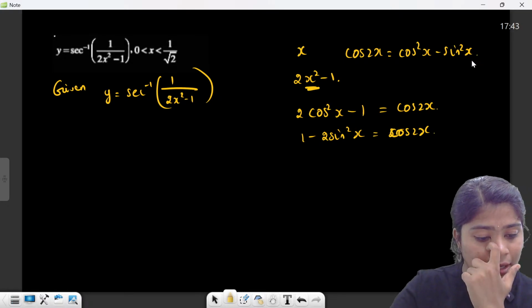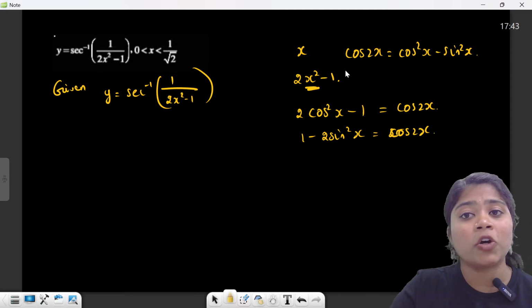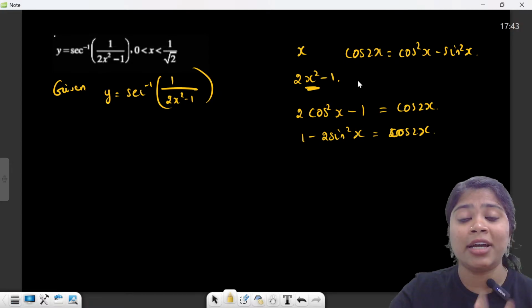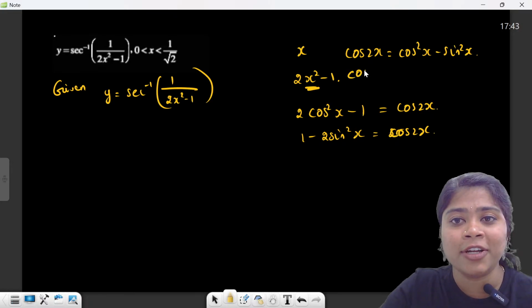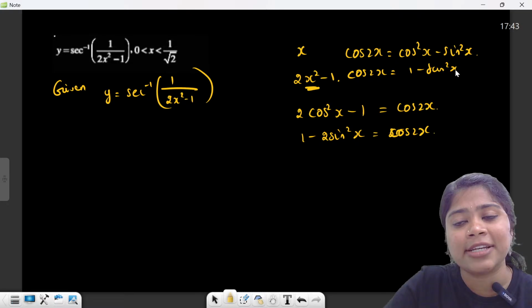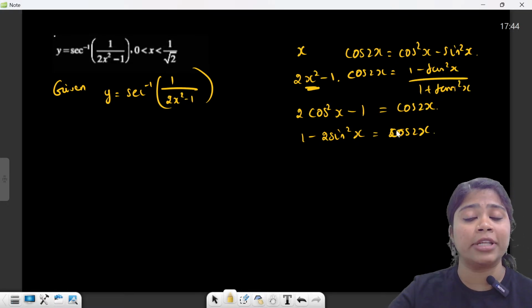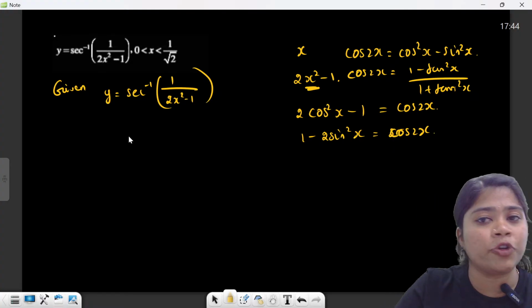Okay. So then cos 2x is equal to cos squared x minus sin squared x. And what is one more formula? One formula we have in terms of tan: cos 2x is equal to 1 minus tan squared x divided by 1 plus tan squared x. So you want to remember all these formulas, so whenever required, you can substitute accordingly.